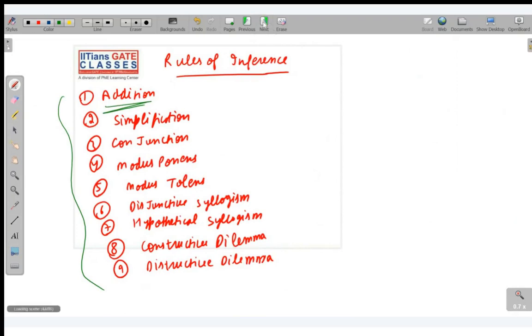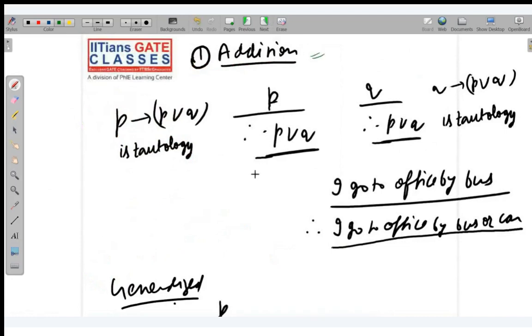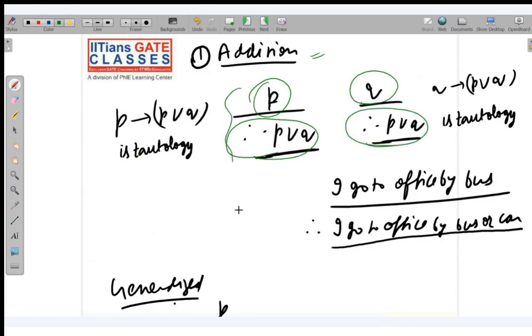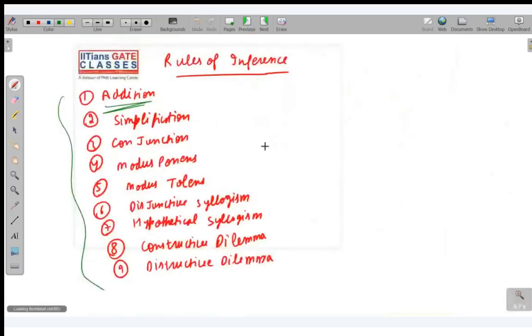Yes. The first rule is addition. What is the addition rule saying? If P is true, you will conclude therefore P or Q is true. Another way of saying it: Q is true, therefore you will say P or Q is true. So how will you prove that this is a valid argument? See, rules of inference are nothing but small arguments only. These are small valid arguments.